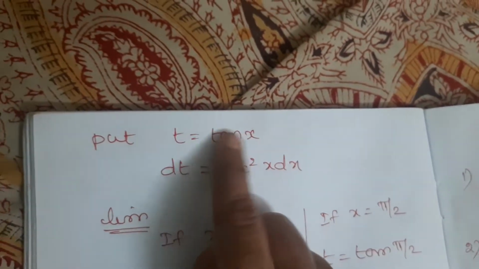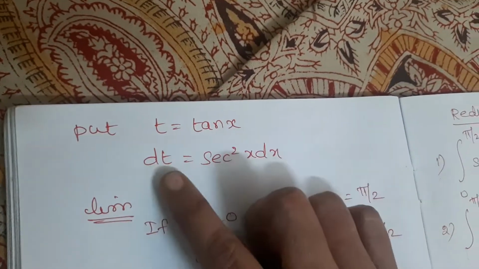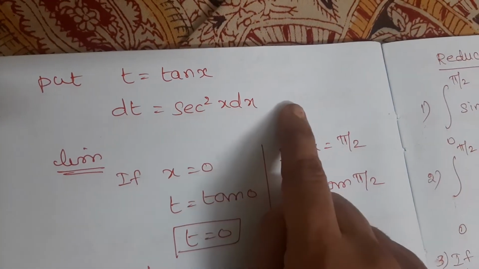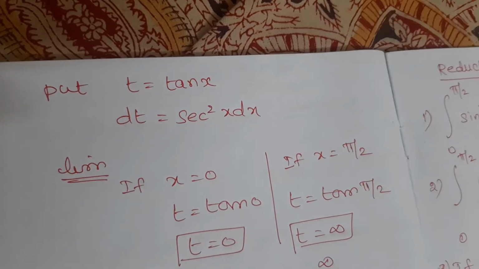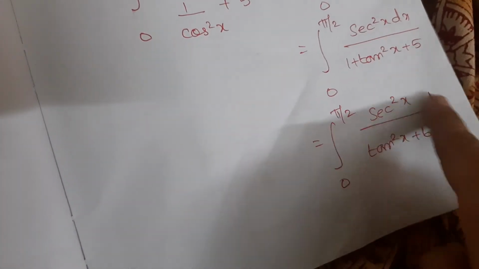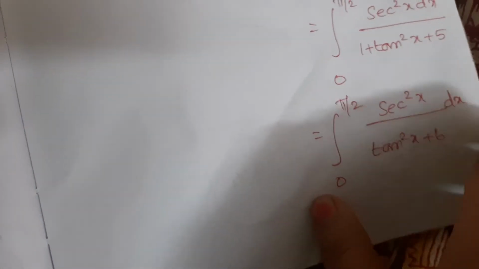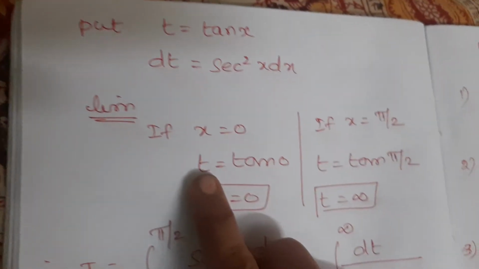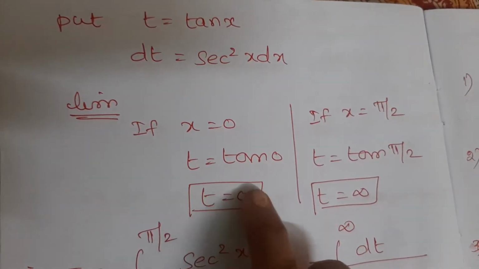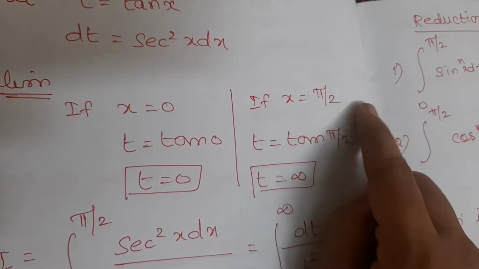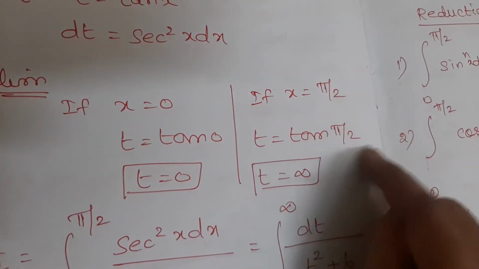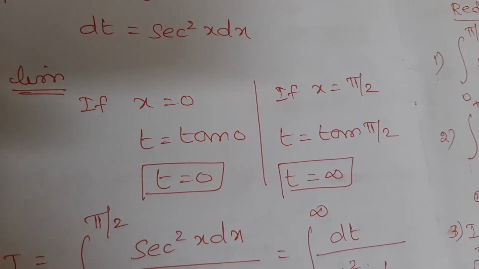So I am going to take t is equal to tan x. Then dt will become secant square x dx. I want to change all the x terms into t, so the limits also must be changed. Whenever x is equal to 0, t is equal to tan 0, that is t is equal to 0. Whenever x is equal to pi by 2, t is equal to tan pi by 2, that is t is equal to infinity.